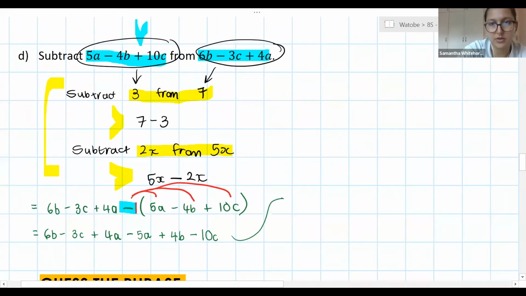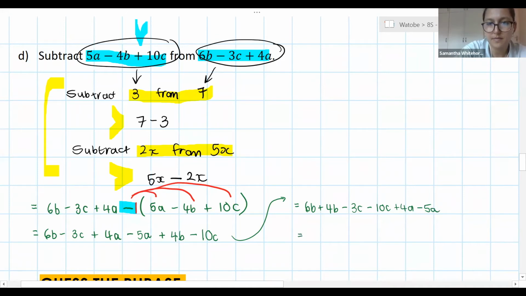Okay, cool. I'm just going to go up here where I've got some space. So what should I write down? 6b plus 4b, negative 3c minus 10c. Good. And then positive 4a minus 5a. Perfect.